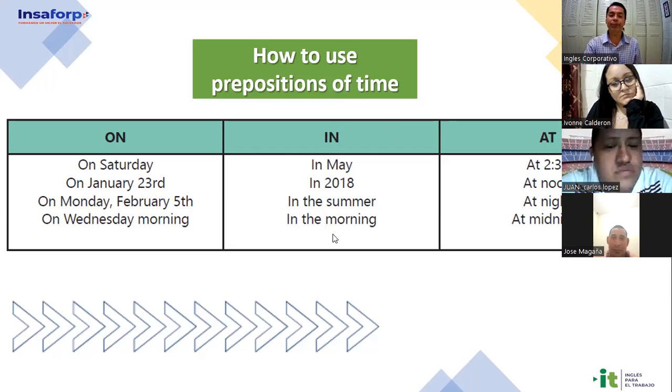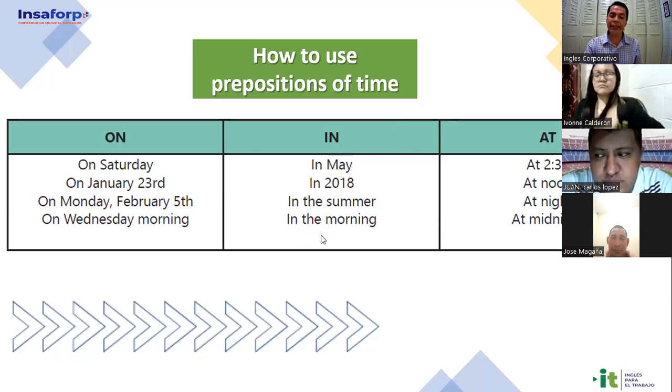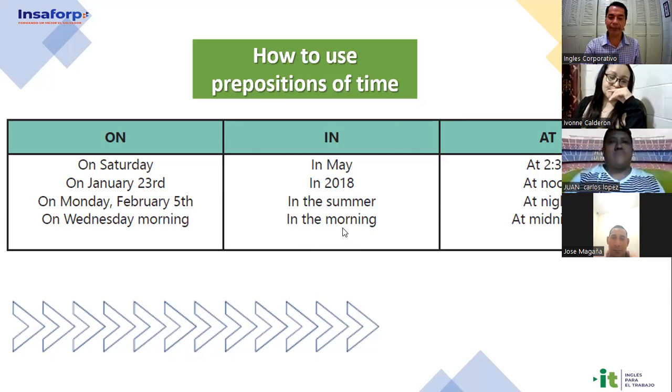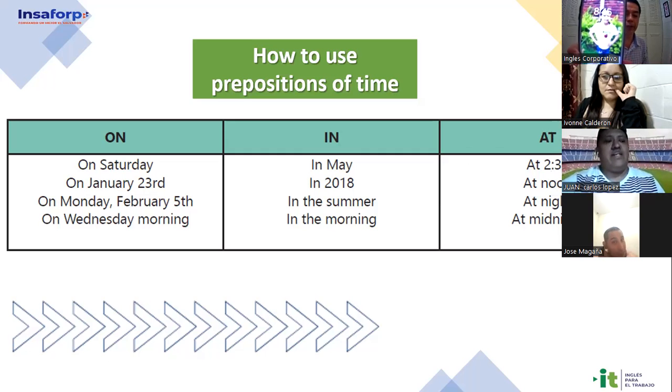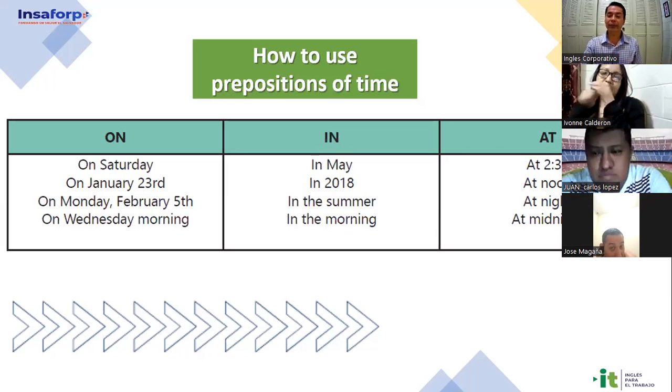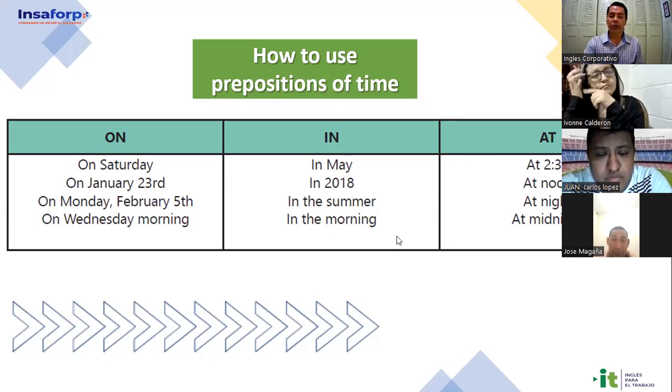So the season, right? Parts of the day, in the morning, in the afternoon, in the evening. Okay? On and in. At, when do you use at? When you say the specific time, at 2 o'clock, at 2:30, what time is it? At 8:45, look, at 8:45. At noon, you know, al mediodía, la hora del sope, at night, right? And at midnight, la hora de los espantos, midnight, right? Good, repeat after me, please.